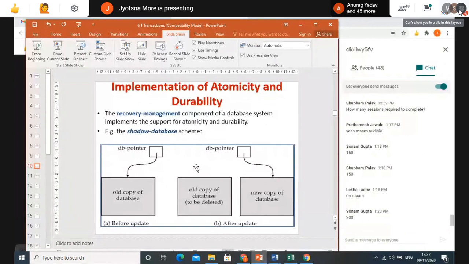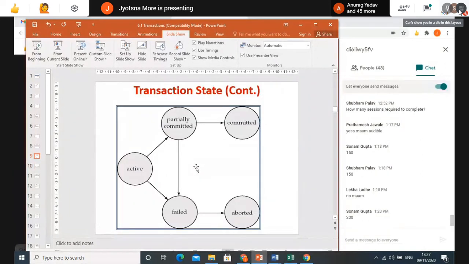Fine. After this, how you can work with atomicity and implement that, that part we will cover in the next lecture. Okay. So in the next lecture, we will finish the transaction part. Plus, if possible, I will start with concurrency.